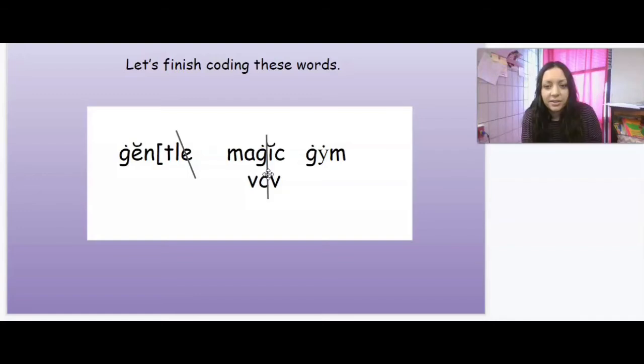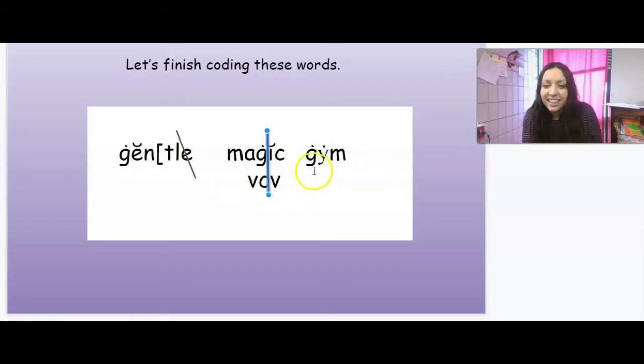Now look at this one though. We have vowel, consonant, vowel. Normally, we would break it apart right here. But if I do that, it would be ma-a, magic. Is that right? No, we're going to go ahead and move it over, and then that way that A makes the soft sound, and we would say ma-ag, magic. Very good.